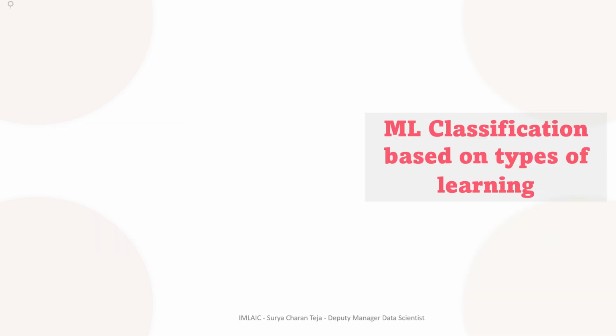So this is what we'll be seeing now. We have machine learning classification based on types of learning. Basically you have deep learning and artificial intelligence. There are two types of learning; there are more, but let's take two majorly. One is machine learning, the other is deep learning. Machine learning is purely based on the mathematical aspect, and deep learning is based on neurons. It's a neural network. There are a lot of differences between both.